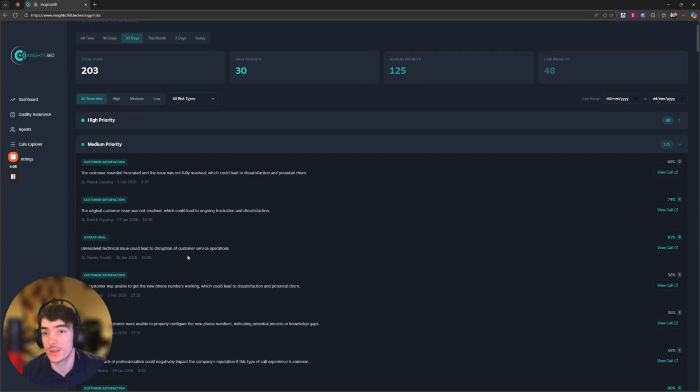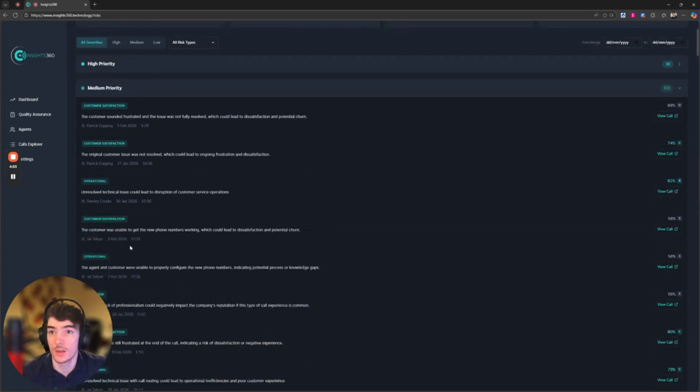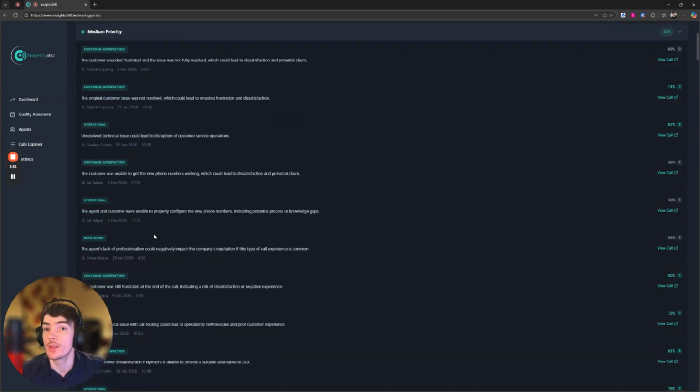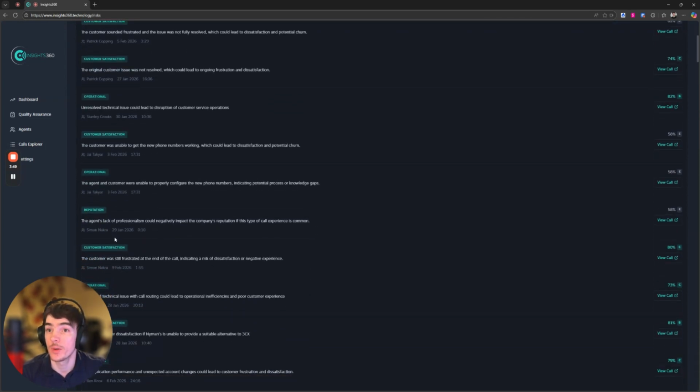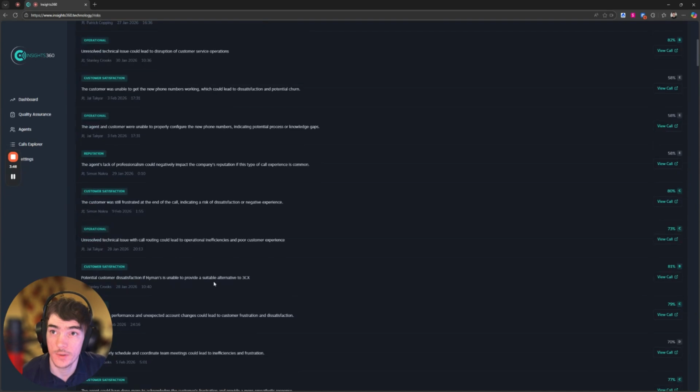And remember, these are risks that you set. You set what these risks are, what the description of them is. So for every call that gets analyzed, not only is it looking at QA, it's looking at the summarization, the next steps, the action points. It's actually trying to understand whether something is a risk to your business, whether it's a reputational risk, whether there's a customer satisfaction risk here.